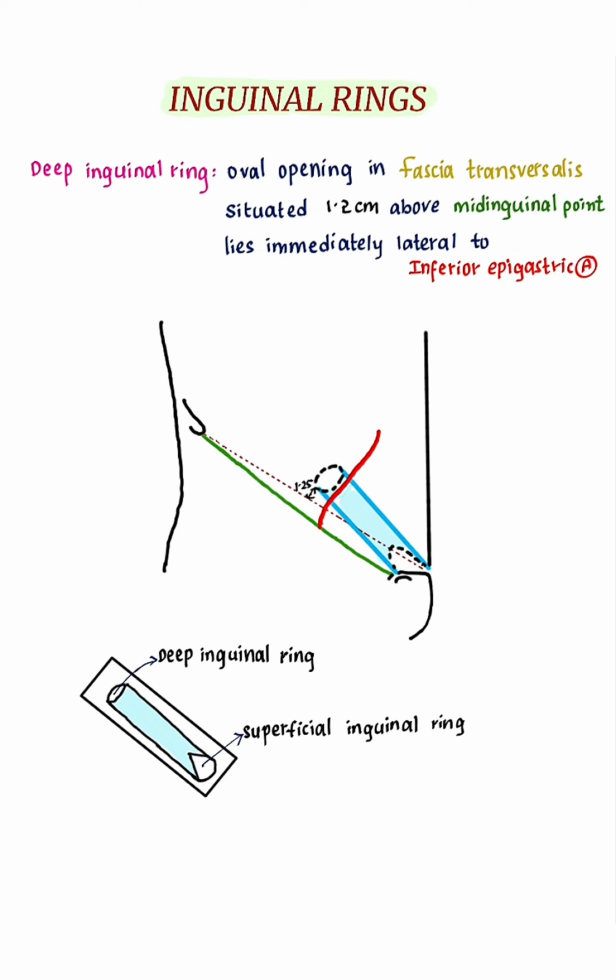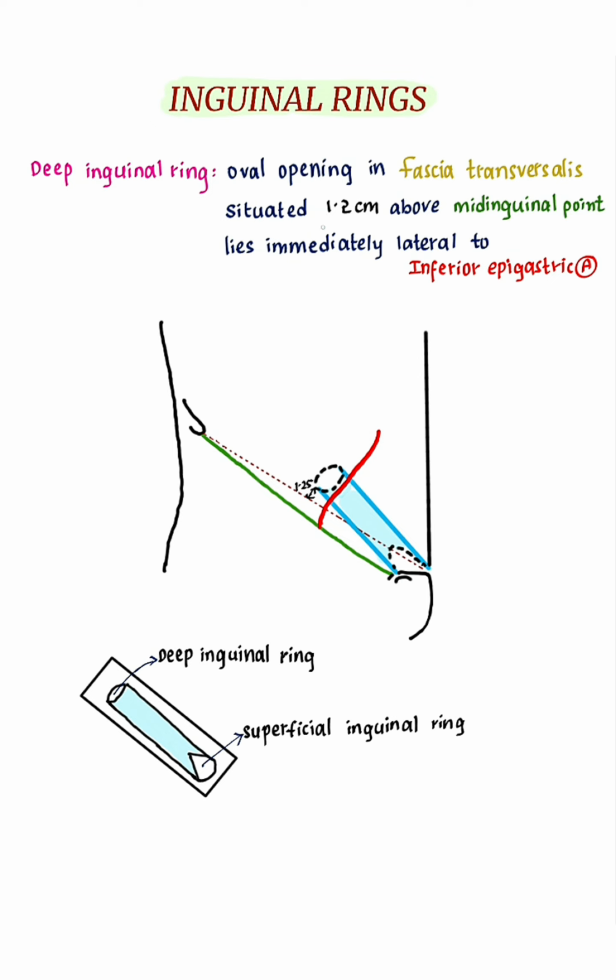There are 8 layers in anterior abdominal wall from superficial to deep: skin, superficial fascia, external oblique, internal oblique muscle, transversus abdominis, fascia transversalis, extraperitoneal fat, parietal layer of peritoneum. Deep inguinal ring is present in fascia transversalis.